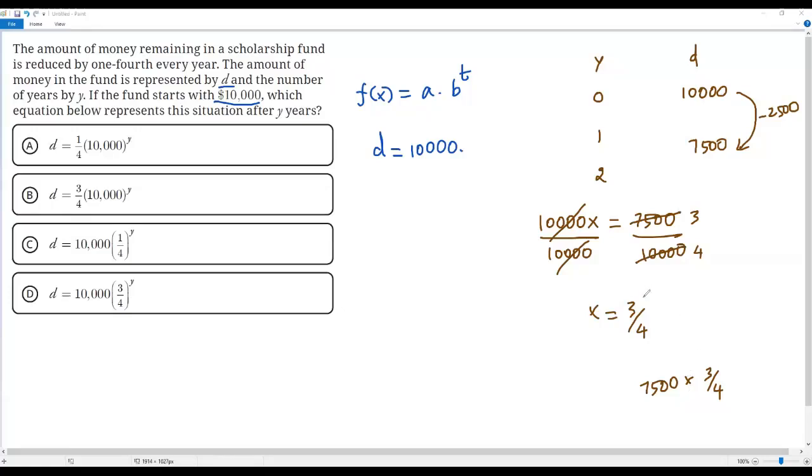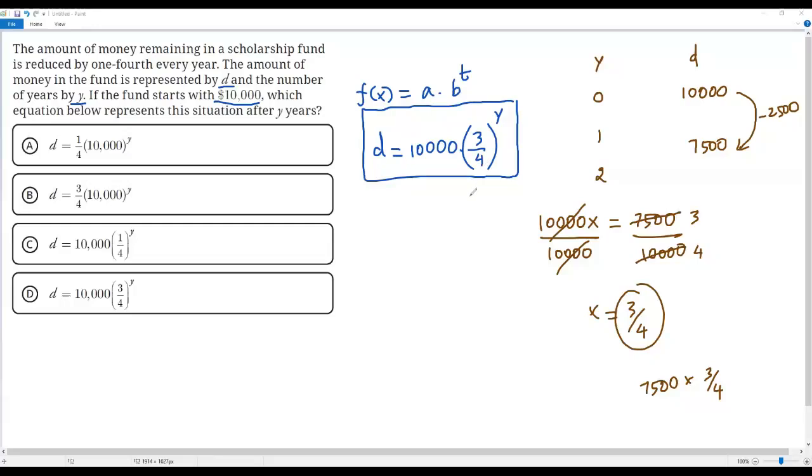Anyways, we got the decay factor, that is 3/4. So that's the value of B over here. So we can plug in 3/4 for B. And instead of t, actually t represents time, but we have y in our problem, that is in years. So we can plug in y in place of t. So this is the equation that represents the given situation. We have this equation, that is D equals 10,000 times 3/4 to the yth power, in option D. So the correct answer choice for this question is option D.